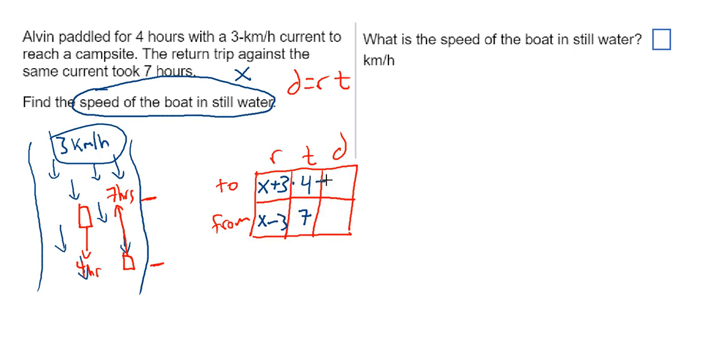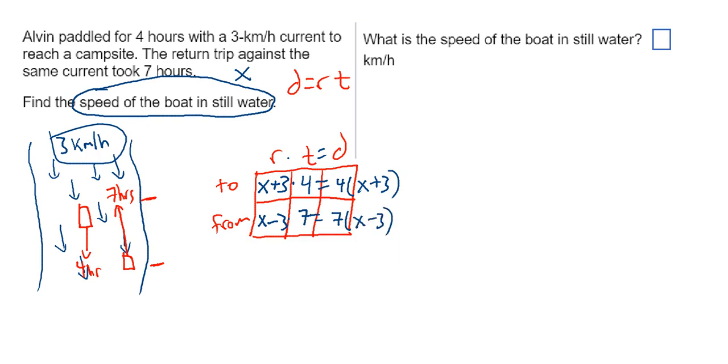And now that we have the first 2 columns filled in, we can use the formula, multiply the r and the t together to get the distance. And so we'll do that. I didn't leave myself enough room here, so it's going to kind of spill out from the table. We'll have x plus 3 times 4 to give me the distance to the campsite. So I'll put the 4 first times the x plus 3 in parentheses. And then from the campsite, we're going to have 7 times x minus 3.